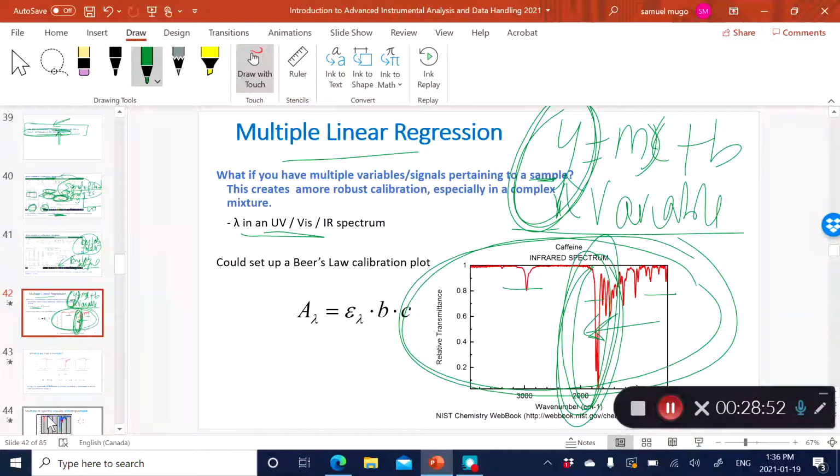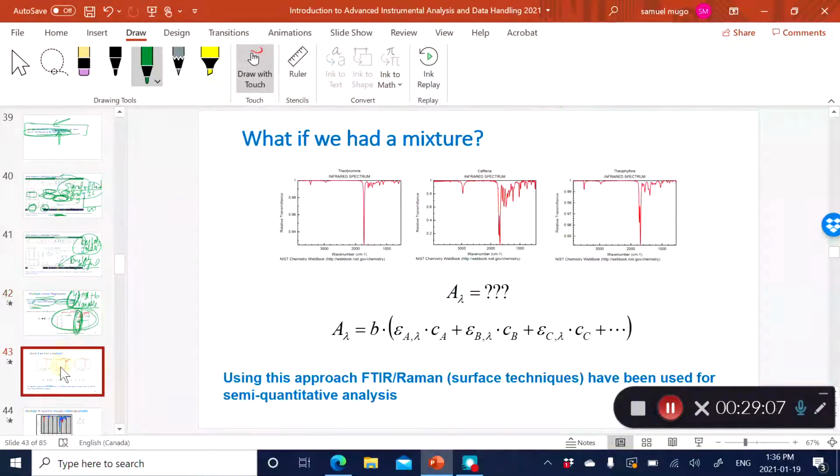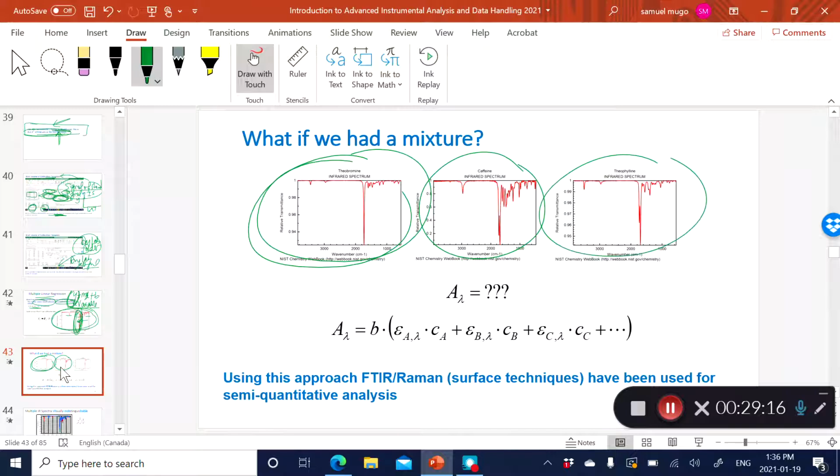That is very, very common if you are dealing with very complex samples. And also it's very, very common when you're trying to build a fairly robust calibration in an environment that is fairly complex. I'll give you another example. If you had a mixture such as this, you've got caffeine, you've got theobromine, you've got theophylline, and possibly they are all present, maybe in a cough syrup, and you're trying to do quantitative analysis.